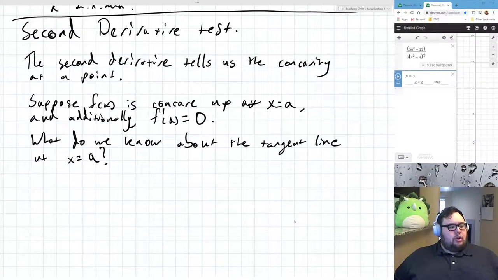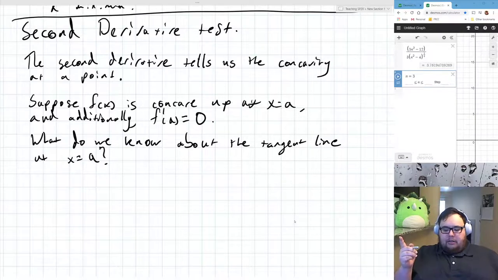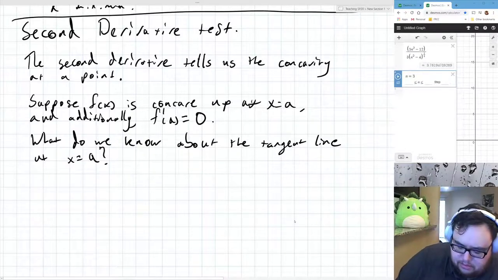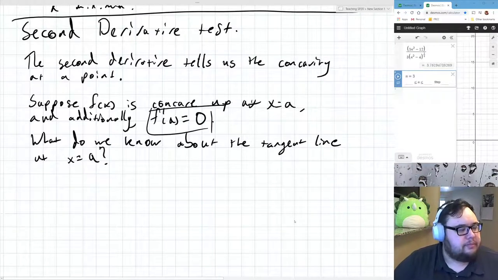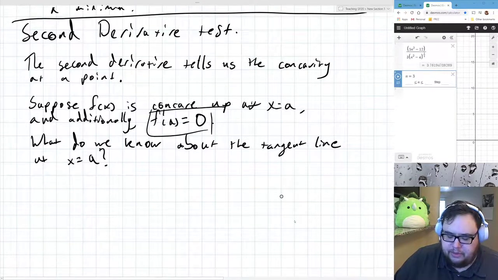Any wild guesses? Shouldn't be wild guesses. We should have a couple of notes. It'll be positive, right? What do you mean by positive? The slope of the tangent line will be positive. What's the slope of the tangent line? The rate of change. And those are both given to you by what? The first derivative. And what's the value of the first derivative at a? The value is 0.